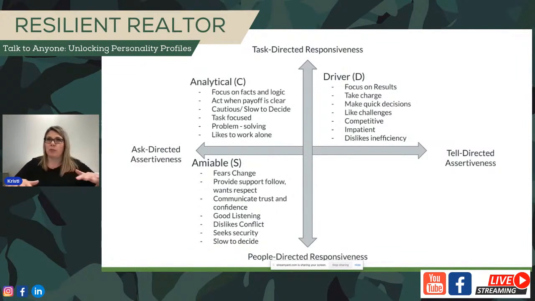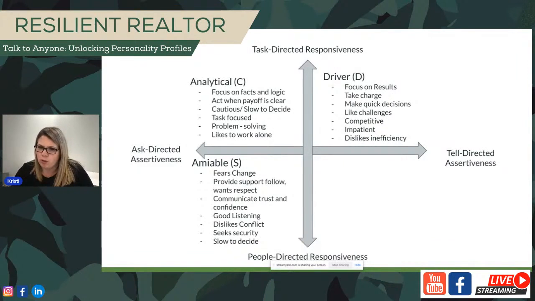I want a stable environment. I want a stable income. I just want security. I don't want a lot of change. I don't want a lot of risk. I need security and stable. So on the left side of our grid, you can see Analyticals make decisions a little bit slower. Amiables make decisions a little bit slower, but for different reasons. An Analytical needs more details. An Amiable needs to make sure that this is going to work out and I'm not going to have a lot of change and I've got the right people in place to support me and help me, or I am the right person, right? It's more of that team dynamic.